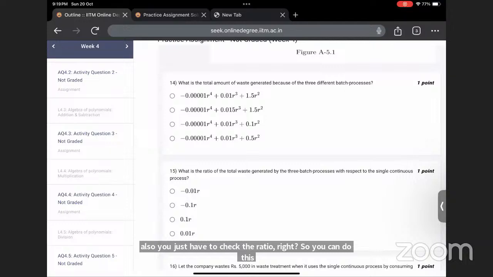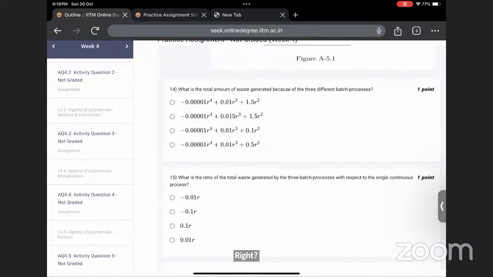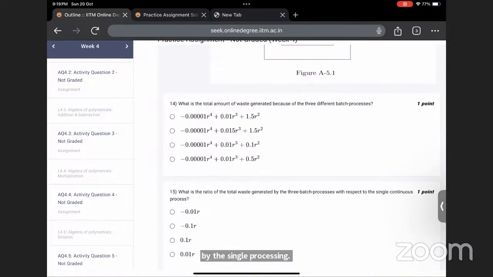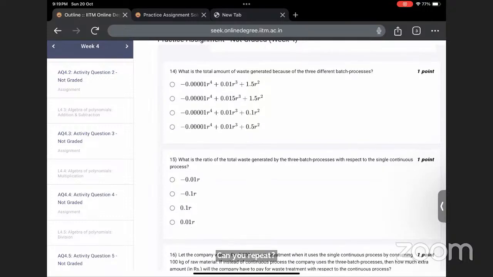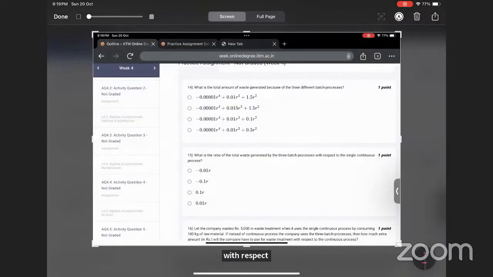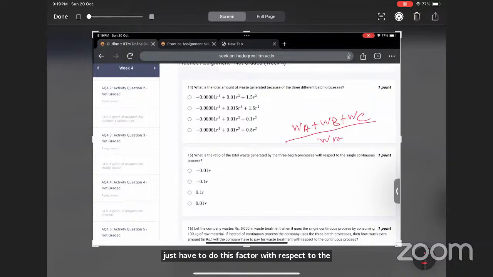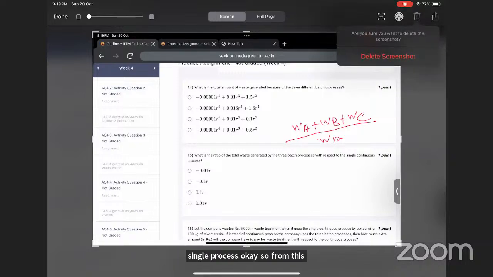The ratio is A plus B by the single process, no? What is the ratio of the total waste generated by the three batch process with respect to the single continuous process? Here you will get WA, WB, and WC, right? So here you just have to take this factor with respect to the single process. From this you will find.